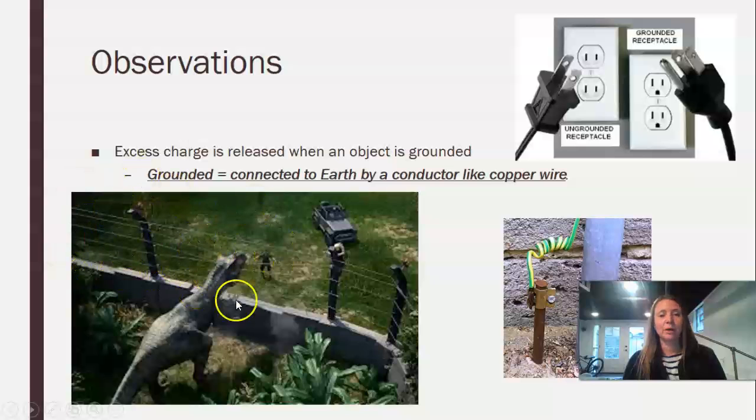But somewhere in Jurassic Park they probably have a wire in case electricity gets surged through the system, it would be stopped somewhere along the line so that they wouldn't go through a whole rolling blackout.